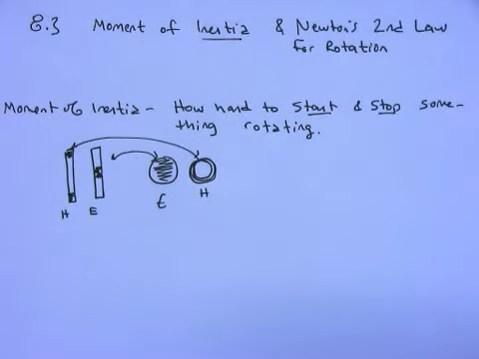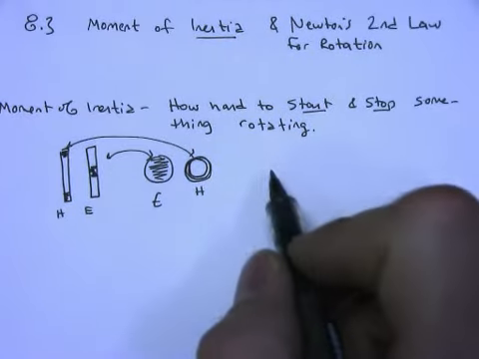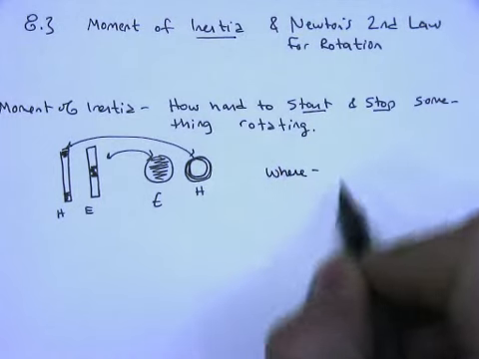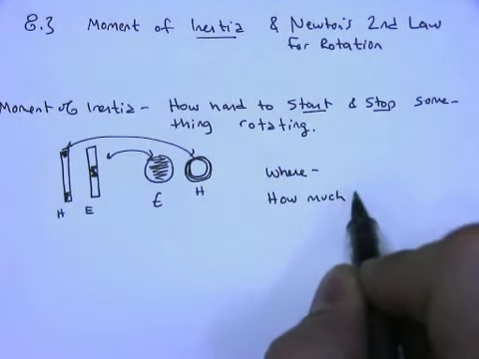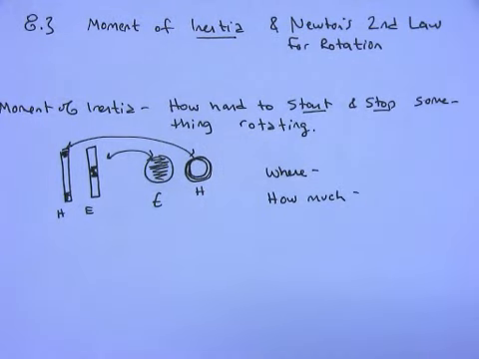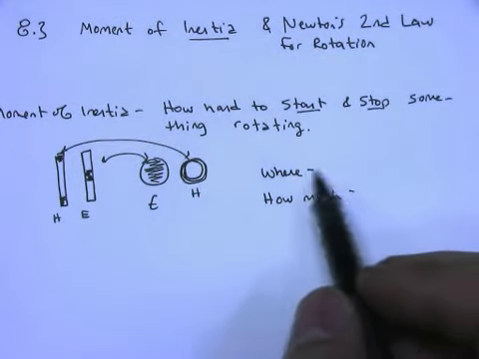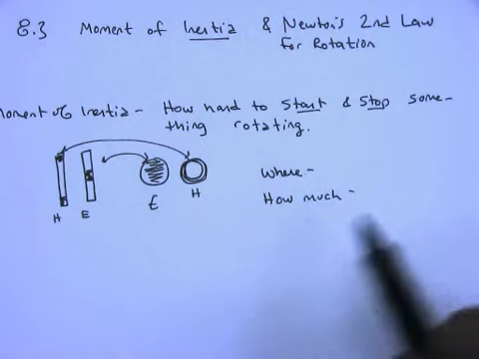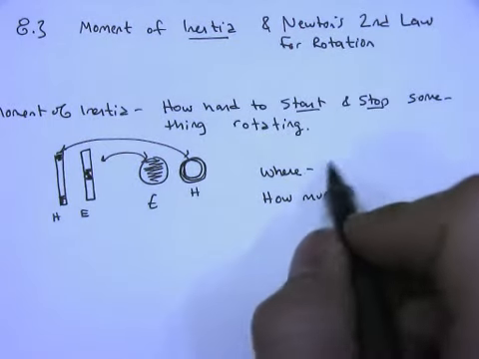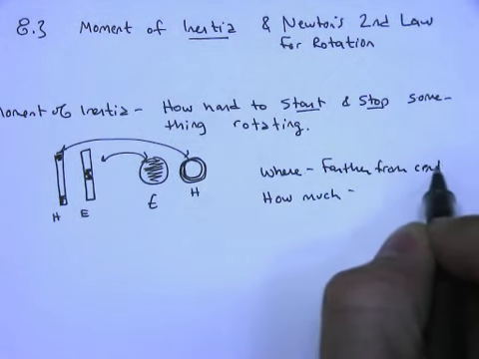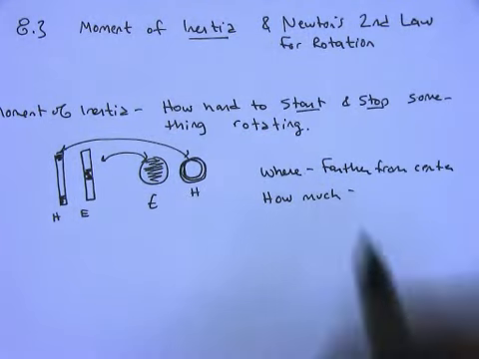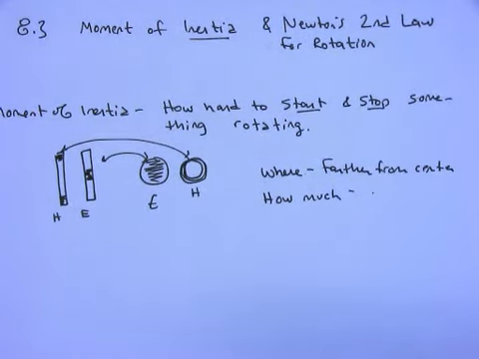So moment of inertia, it's about where the weight's located as much as how much there is. If you have more weight farther away from the center, you'll have more inertia. And it's the same if you have more weight, you'll have more moment of inertia.